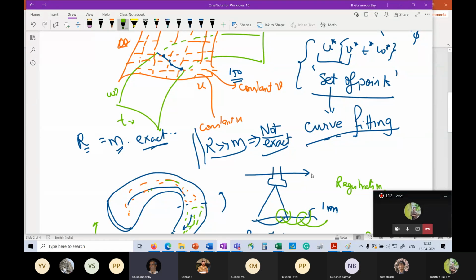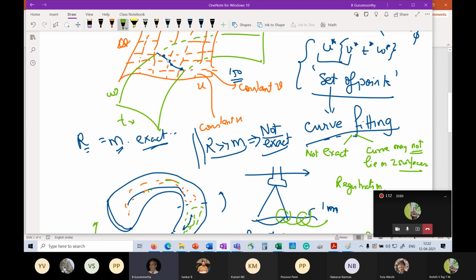Now, there are two kinds of issues with this curve fitting problem. One, that it is not exact. But there's a related problem which begins to haunt us, which is that the intersection curve may not even lie on the two surfaces. Now that's a bigger disaster.